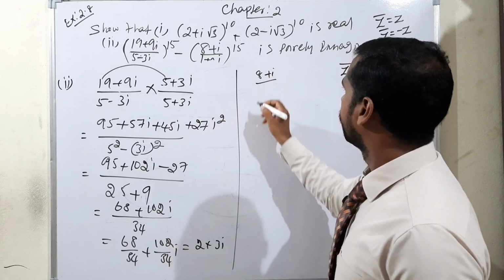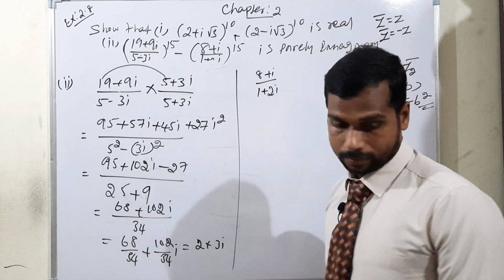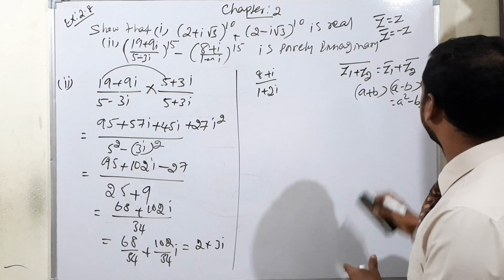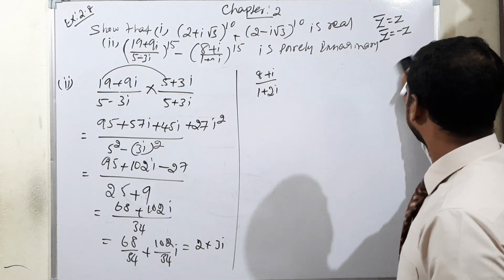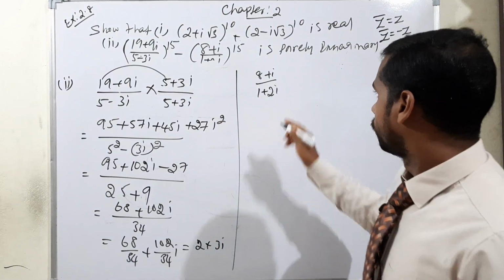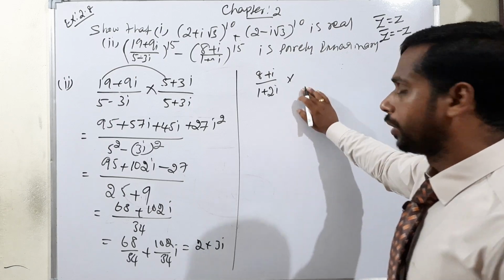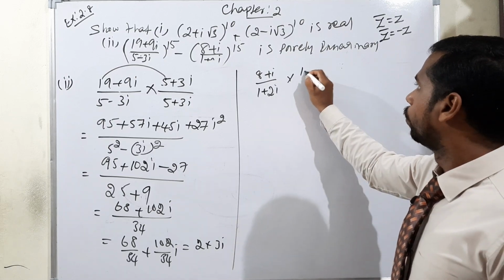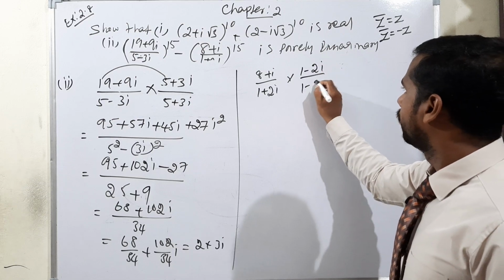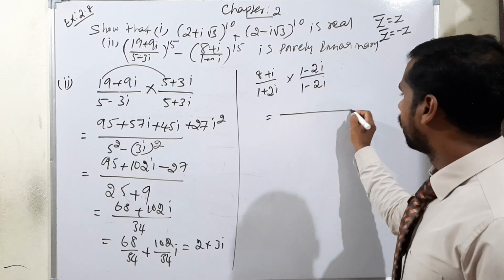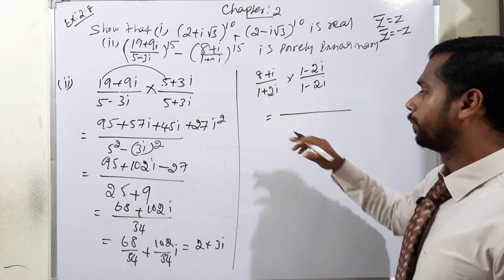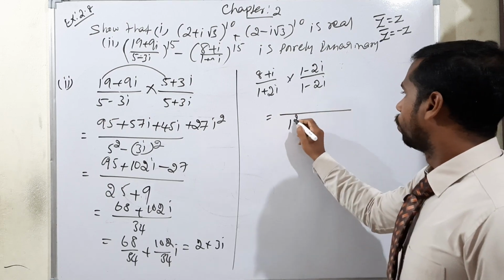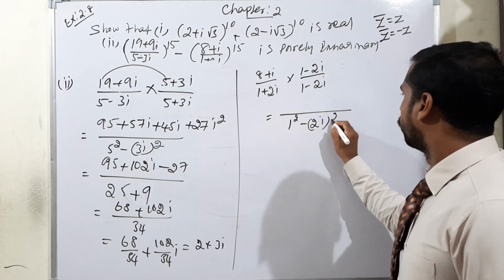8 plus i divided by 1 plus 2i, isn't it? So 1 plus 2i means we have to take the opposite sign, the conjugate, isn't it? So what will happen? 1 minus 2i divided by 1 minus 2i. In the denominator, a plus b into a minus b form, a square minus b square. So 1 square minus 2i the whole square.